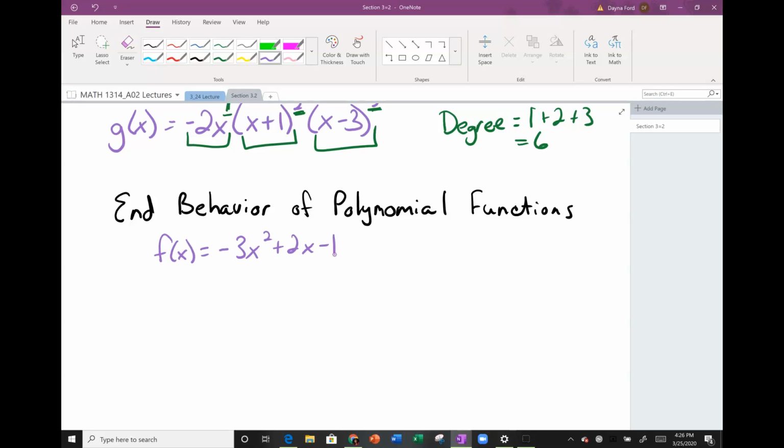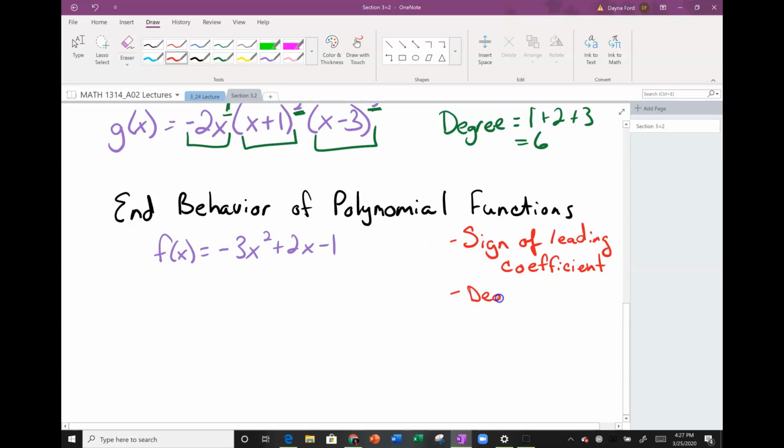And whenever I look at this, a couple of things about the end behavior. I have to look at the sign of the leading coefficient, and that's the number in front of the largest exponent. And then I also have to look at the degree of the polynomial. So in this case, I'm looking at this term right here. My sign is going to be negative, and my degree is going to be 2. So it's an even degree.